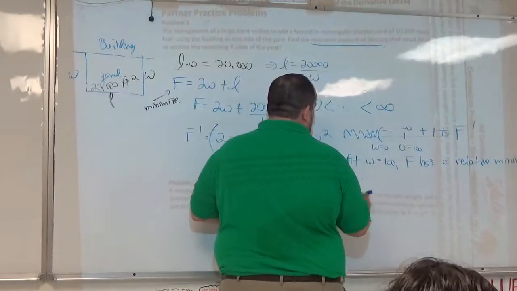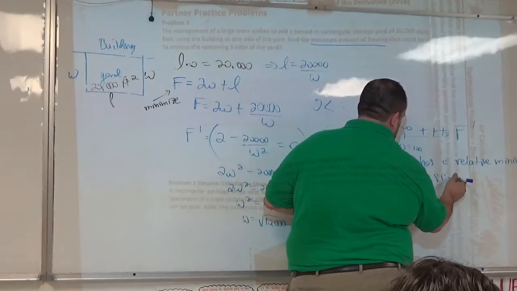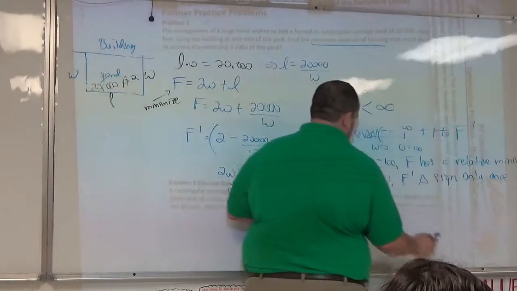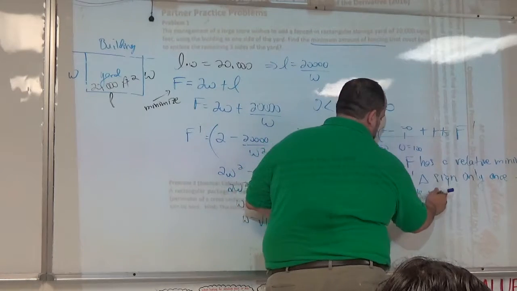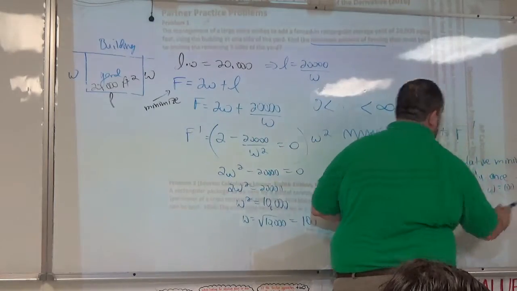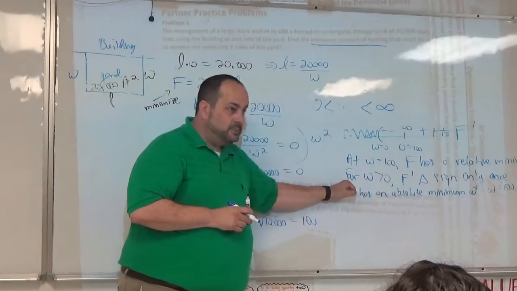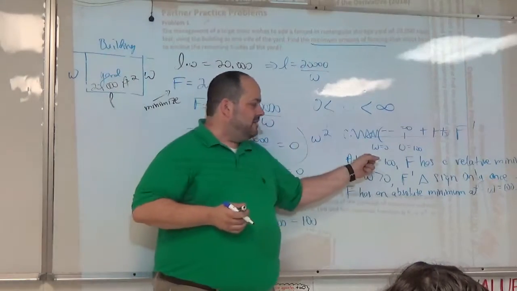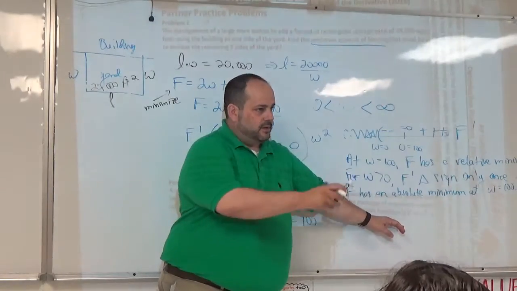It comes up again. So I'd say maybe something like this. For W greater than 0, F prime changes sign only once. Only once. Therefore, F has an absolute minimum at W equals 100. You've got to be able to go from the relative minimum to an absolute minimum argument. Endpoints, when you've got them, just plug in the endpoints. That's easy. When you don't have the endpoints, look for the change. Do your number line test, and we're going to be OK. All the friends are OK?